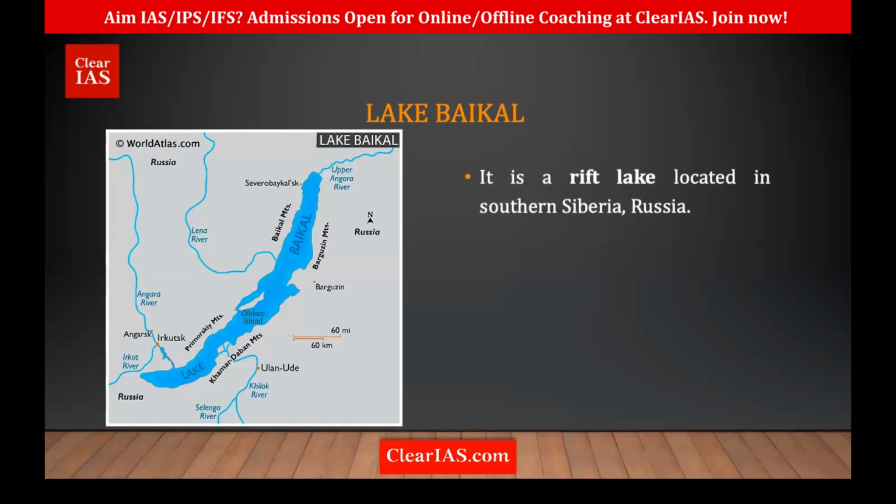This is a rift lake located in southern Siberia, Russia. So what is a rift lake? We already spoke about it. When there is rifting between continents, when there is a fault, a rift forms between two land masses and water gets collected, and that is how rift lakes are formed. So this is a rift lake. And one more important thing is that it is the largest freshwater lake by volume.